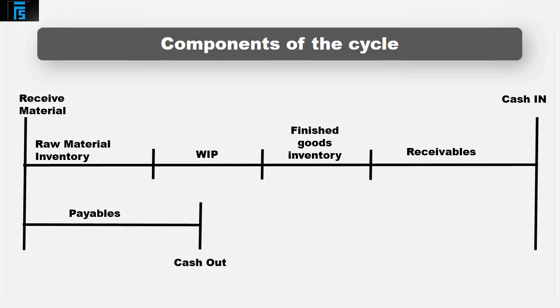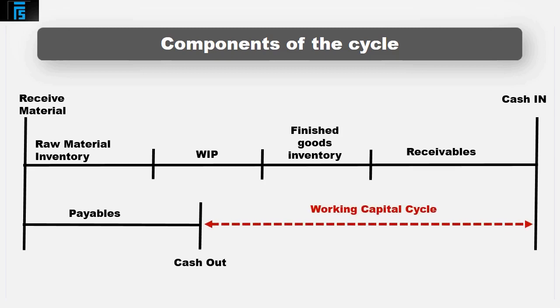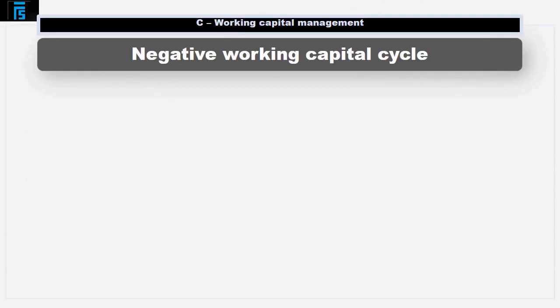Despite this, it is likely to be the case that for most businesses, cash for the raw materials will be paid out before cash relating to the eventual sale is received. It is this period between cash being paid out and received that is referred to as the working capital cycle. A negative working capital cycle.